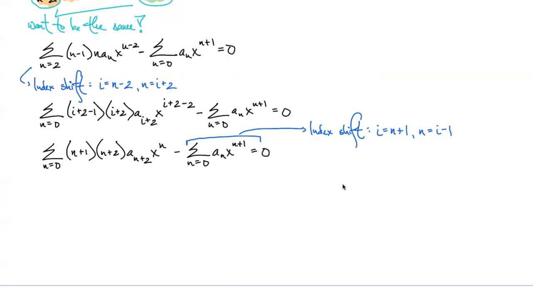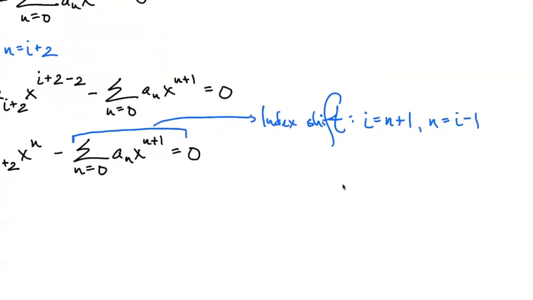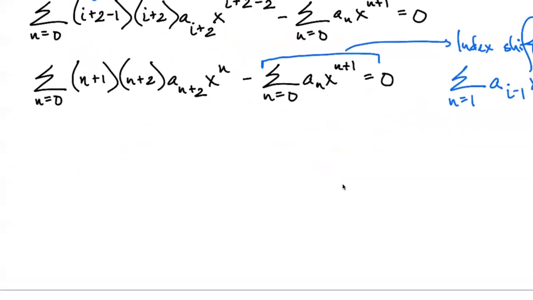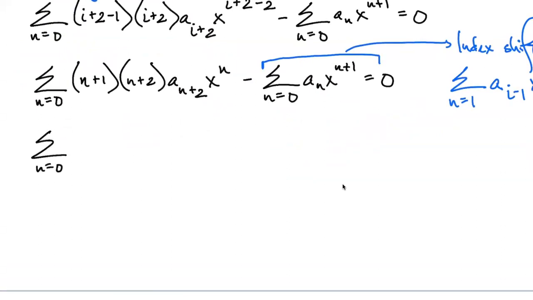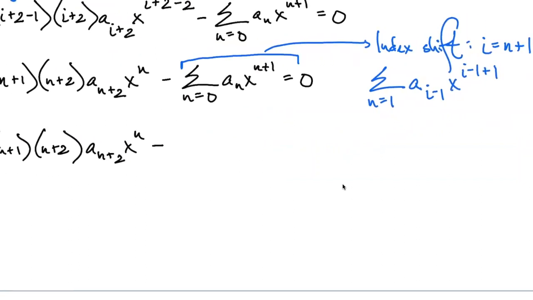And so if we do this index shift, and I'm going to do it off to the side, I will end up with the sum from n equals 1 of a sub i minus 1, x to the i minus 1 plus 1. And I'll simplify that and put that back in the context of this problem. So sum n equals 0, n plus 1, n plus 2, a sub n plus 2, x to the n, minus my new shifted series, the sum from n equals 1 to infinity of a sub n minus 1, x to the n, equals 0.